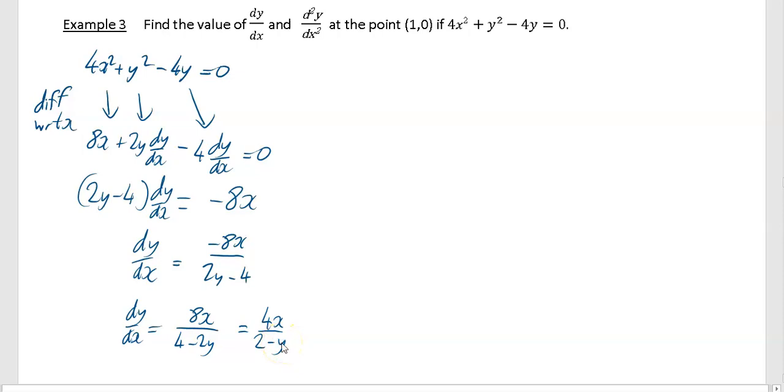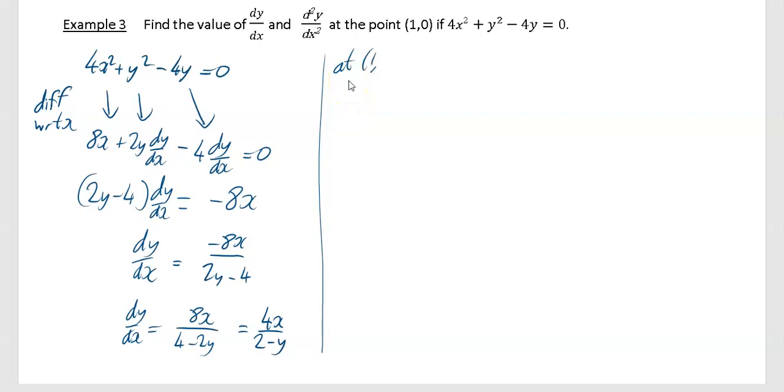Okay, it's asked us to first of all find the value of dy by dx. So just say at (1, 0), your dy by dx is going to be just 4 on the top line over 2, which is just going to be equal to 2. Okay, next thing we want to do is find our d2y by dx squared. So I'm just going to write my dy by dx down again. dy by dx was equal to 4x over 2 minus y.